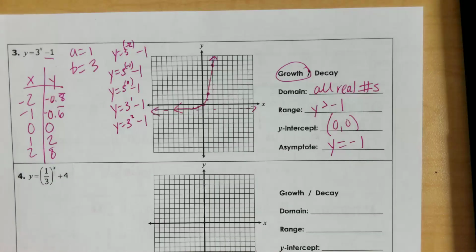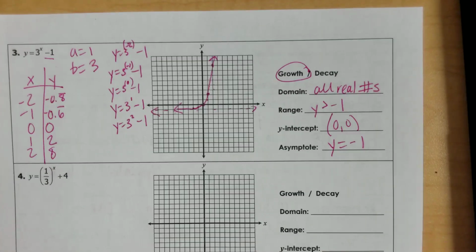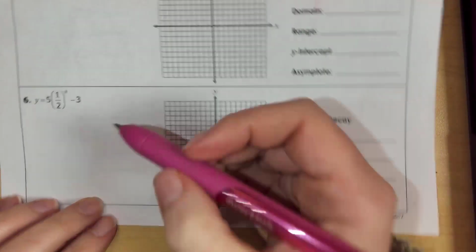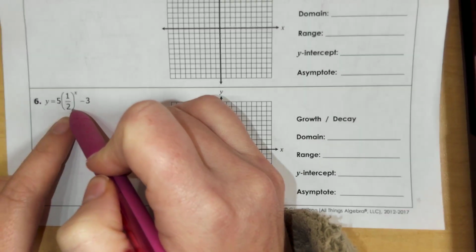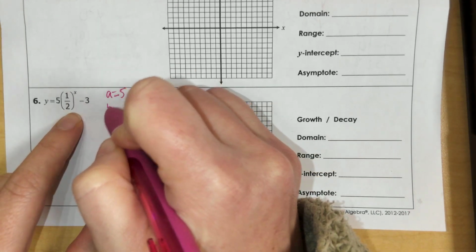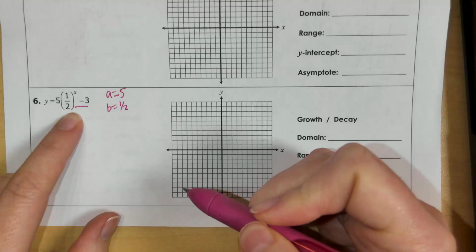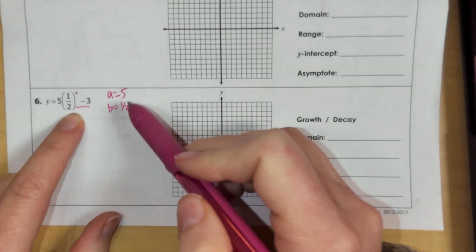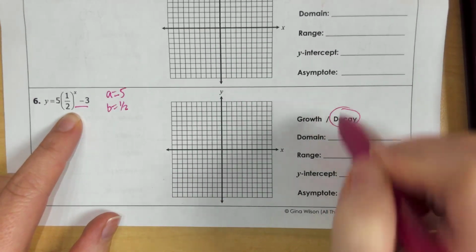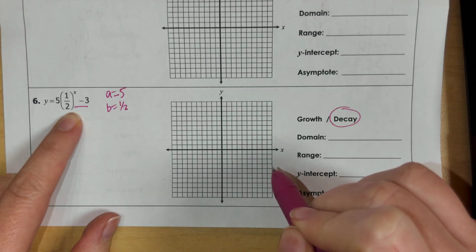Now I do want to do one more example, this time with a problem that is, let's do a decreasing or a decay problem. So I'm going to skip down, and we are actually going to do number 6. So on number 6, you'll notice that here we do have a number being multiplied by another number that's being raised to the x. So in this case, our a is 5, our b is 1/2, and then we also have this -3 out here. So those values are important for us to know. Since our b is between 0 and 1, this does make this a decay question. So it is going to be decreasing this time.